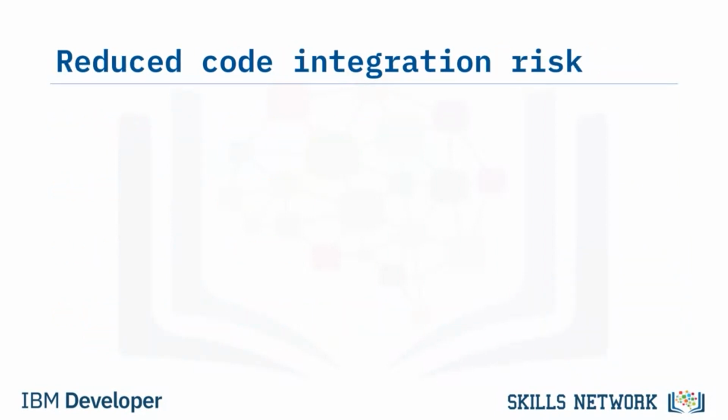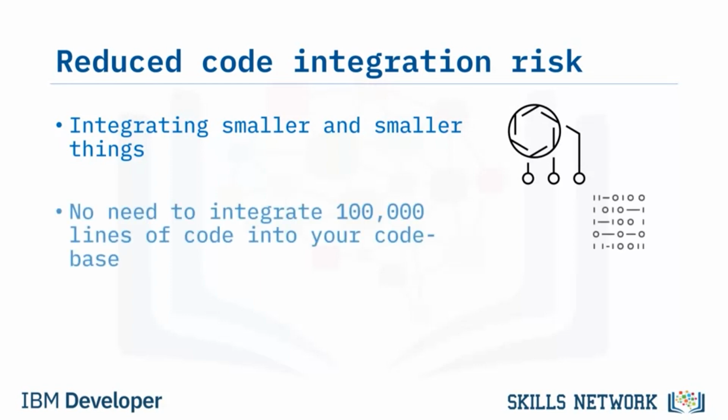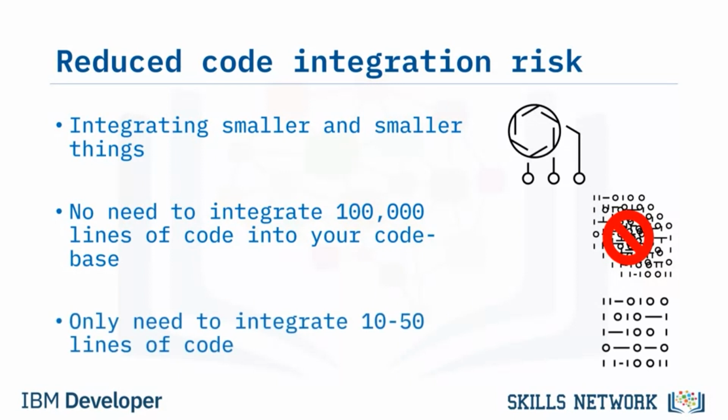You also get the benefit of reduced code integration risk, because you're integrating smaller and smaller things. Smaller changes means less risk of something going wrong. So you're not having to integrate 100,000 lines of code into your millions of lines of code in your code base. Those days are over. You're only having to integrate maybe 10, 20, 30, 50 lines of code, for example. So you're not looking at a lot of code to handle. Remember, less change means less risk.